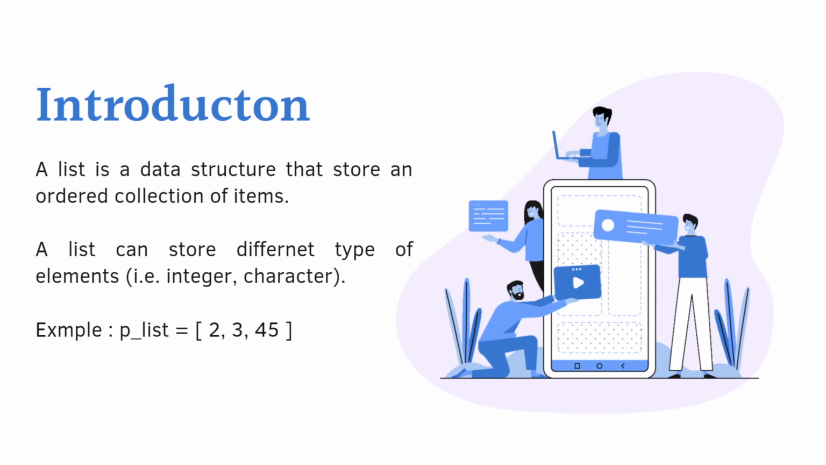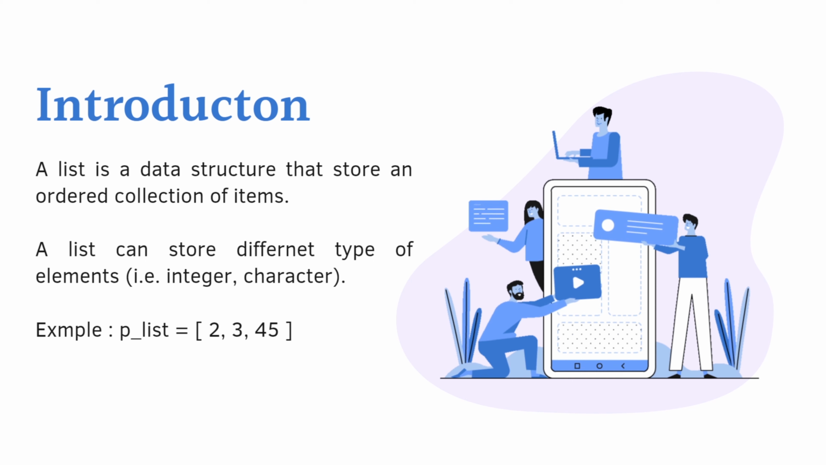Introduction. A list is a data structure that stores an ordered collection of items. A list can store different types of elements or items. That is, it could be an integer or a character or both at the same time. In layman's terms, lists are similar to an array of other programming languages, for example Java, .NET, COBOL.